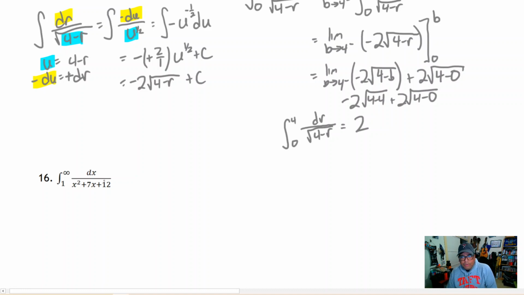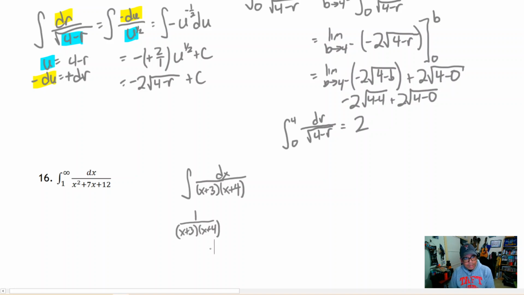Now moving on to our next problem here, we've got the integral from 1 to infinity of dx over x squared plus 7x plus 12. And note that we have the integral going from 1 to positive infinity. That positive infinity is probably going to be our problem spot. Let's try and find our antiderivative. So we've got the integral of dx over x plus 3 multiplied by x plus 4. I'm going to need a partial fraction decomposition here.